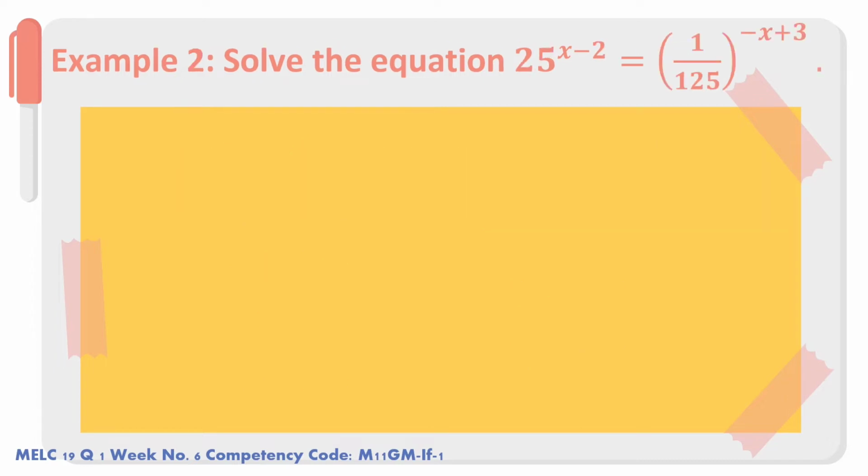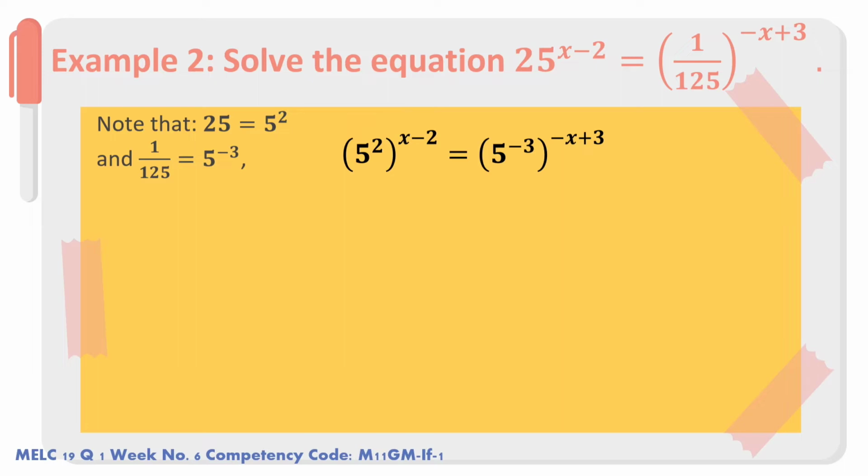Let's have another example. Solve the equation 25 raised to x minus 2 equals 1 over 125 raised to negative x plus 3. To apply the one-to-one property, we must have the same bases. We can write 25 as 5 squared. And 1 over 125, we can write with the base 5 with exponent negative 3. Therefore, we can have the equation 5 squared raised to x minus 2 equals 5 raised to negative 3 raised to negative x plus 3.